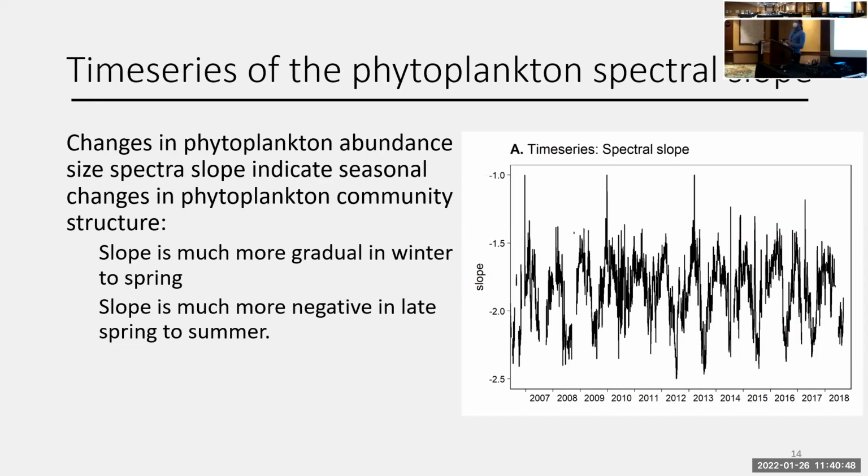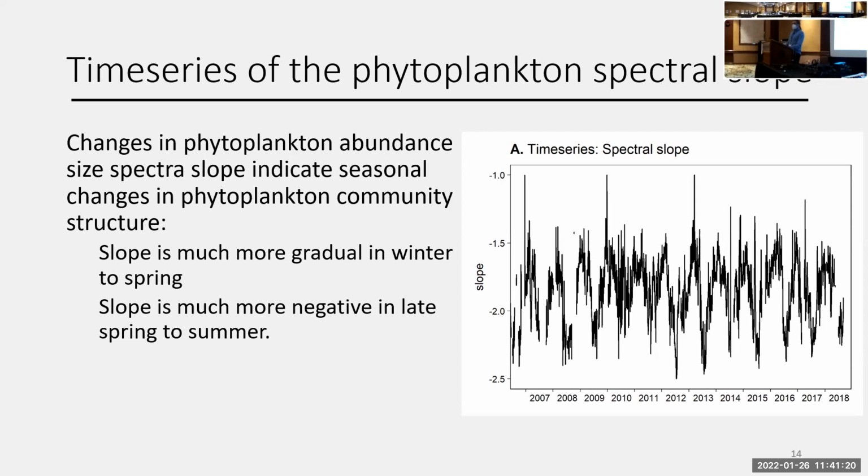So in response to the seasonal drivers I discussed, I estimated the daily slope of the phytoplankton size structure, and here I plot the slopes as a time series on the right. As you can see, there is a great degree of seasonal variability over the course of the time series, and there are clear shifts in seasonal size structure. The slopes generally tended to be less steep during the winter months and steeper during the summer months, or late spring to summer.